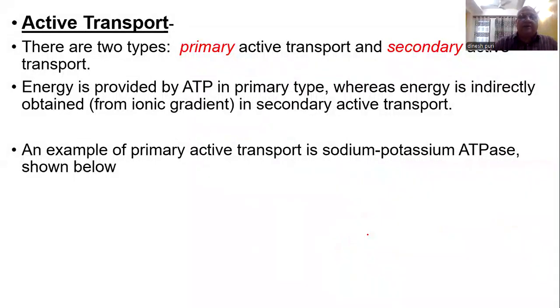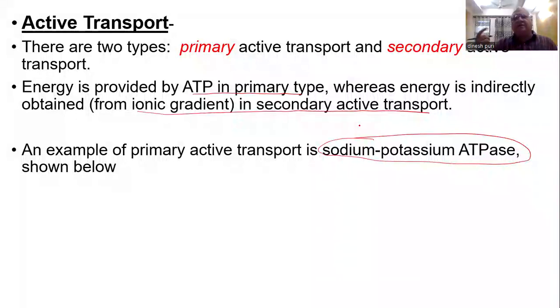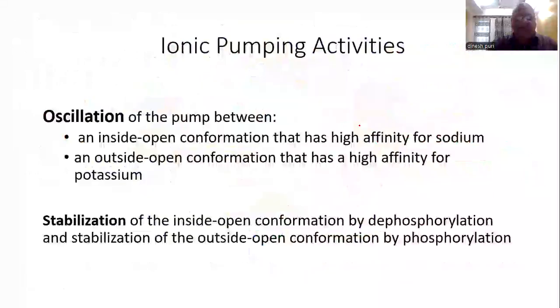So there are two types, primary active and secondary active, depending on where the energy comes from. Energy is provided by ATP in the primary type. In the secondary, it is the ionic gradient that is the source of energy. An example of sodium potassium ATPase primary transport is this one, which we are going to study in detail. Two more examples are there, you can see them later on.